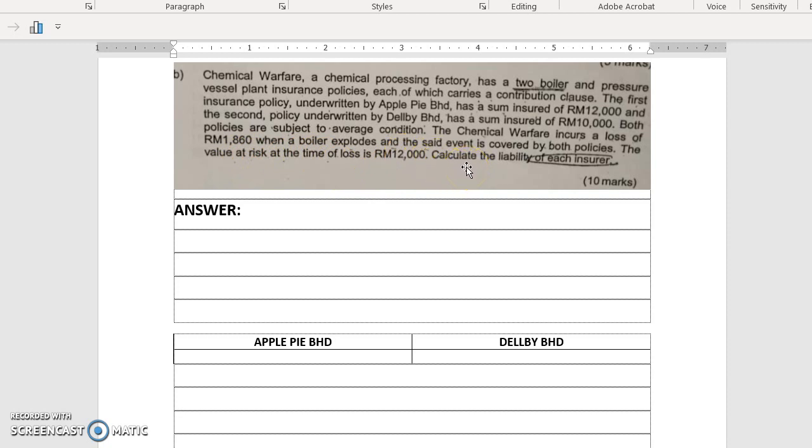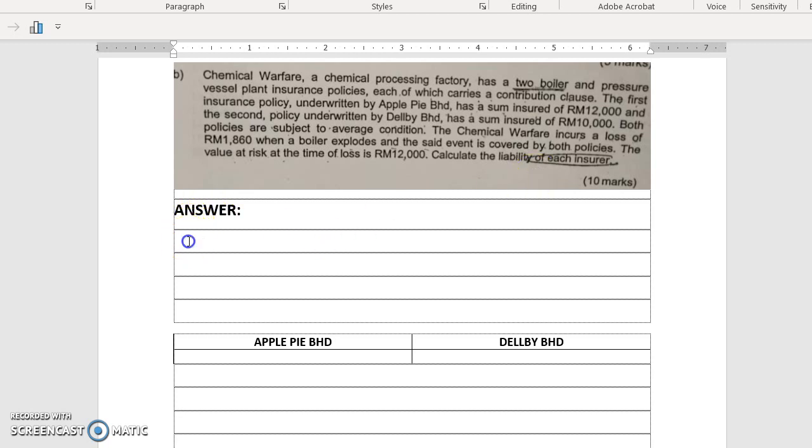So this is the value of the risk. Calculate the liability that should be paid by each insurer. Why each insurer? Because for this company, like I said before, they have 2 insurance policies. That's why you have to calculate the amount of claim for each insurer.